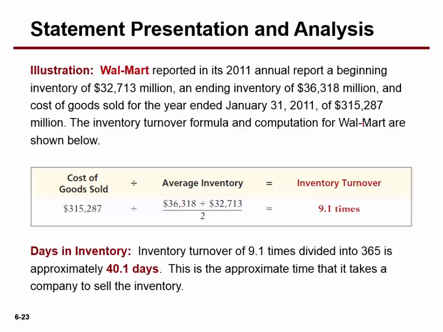Okay? Now, since they turned it over 9 times, and there are 365 days in the year, if you take this 365 and divide that by 9.1, don't you get about 40 days?